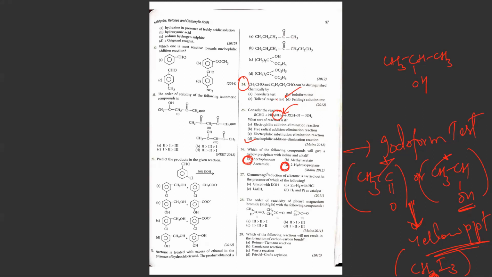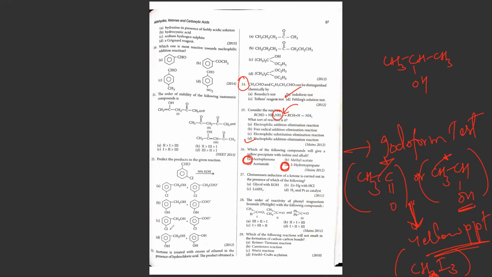Next question. Clemmensen reduction of a ketone is carried out in the presence of which of the following? So the question asked is, which is the reagent used for Clemmensen reduction of a ketone? A. Glycol with KOH. B. Zinc amalgam with HCl. C. Lithium aluminum hydride. Or D. Hydrogen and platinum as catalyst.